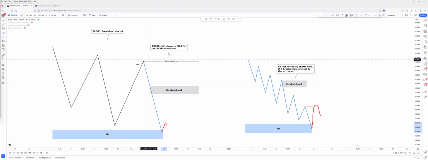The trend will still remain bearish. We are still on the bearish side of the market. We are still favoring bearish trades over bullish trades. We are prioritizing bearish trades. But of course, on the 4-hour chart.